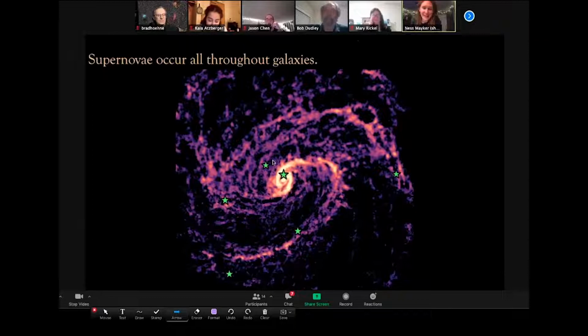And you can see that these supernovae occur sort of all throughout. I see one in a really bright region. I see one in a not so bright region. They're kind of all around.